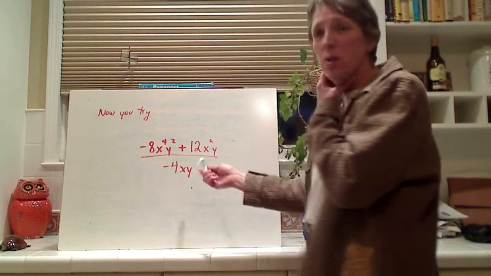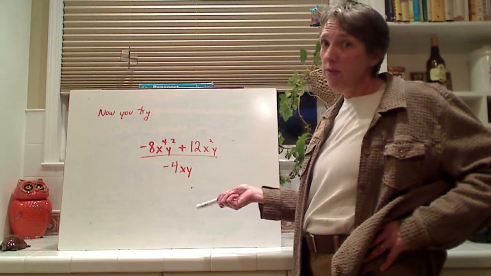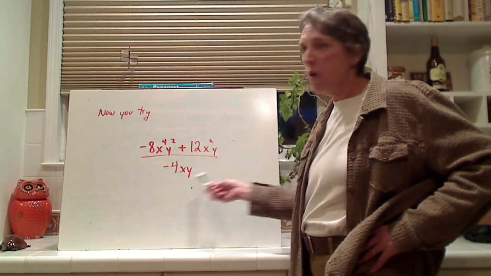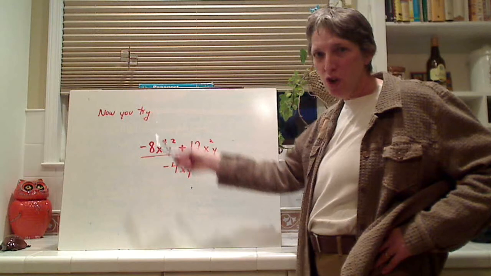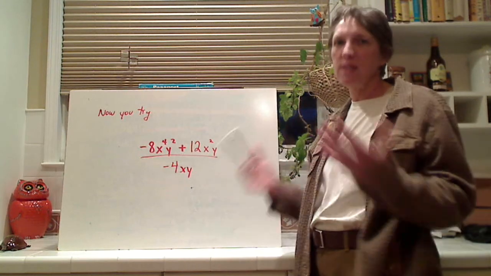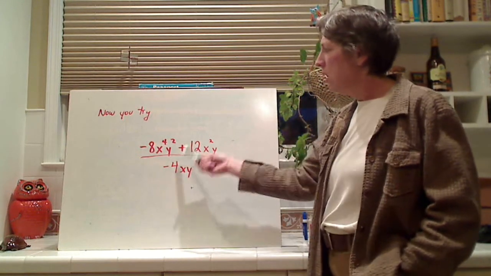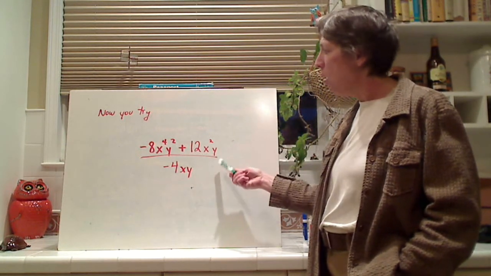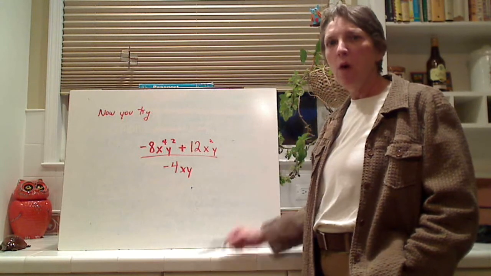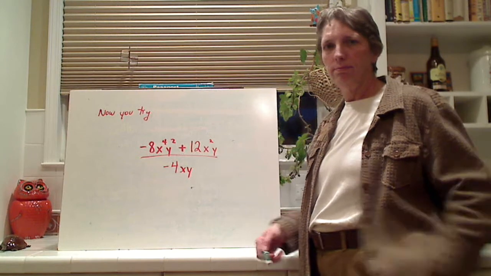All right, so now I want you to stop the video and try this one to simplify. This is a fraction, and the denominator is considered a monomial. It's one term. And then there's a binomial in the numerator over a monomial. So it's negative 8x to the 4th y squared plus 12x squared y over negative 4xy. Pause the video, and when you're done, come back and we'll check it.